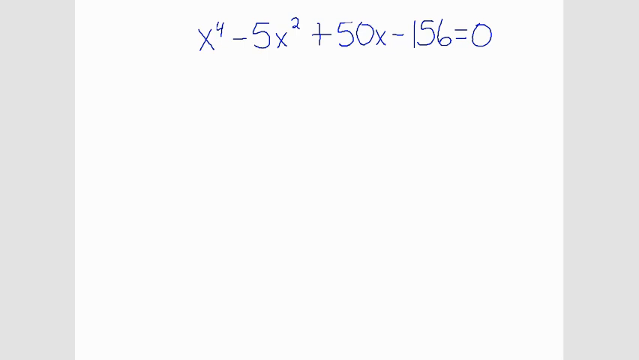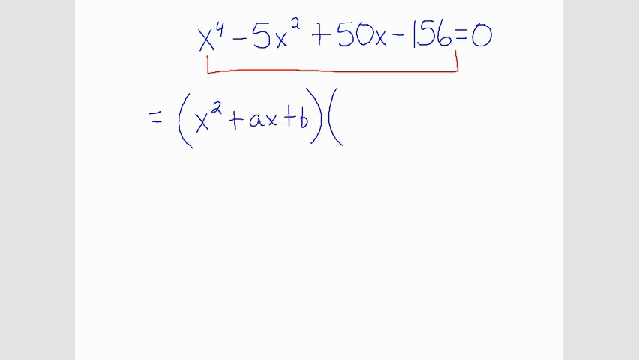So the idea will be to factor this polynomial out. So I'm going to let this equal a polynomial of x squared plus ax plus b times another polynomial x squared plus cx plus d. And what I'm effectively going to do is solve for a, b, c, and d. Now notice, if I were to FOIL this out, x squared times x squared is x to the fourth.